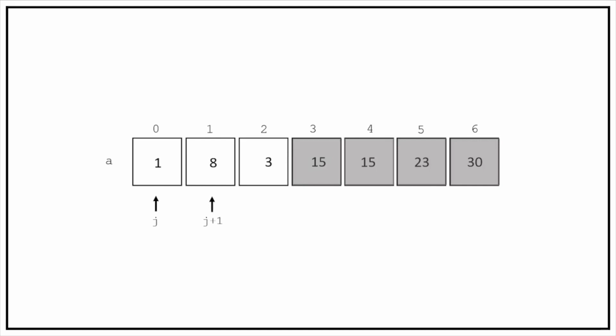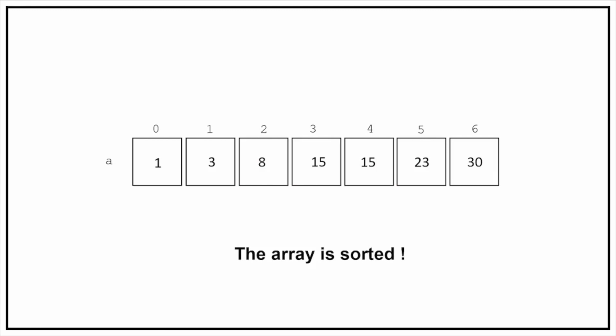Is 1 greater than 8? False. Is 8 greater than 3? True. Swap, back to the beginning. Is 1 greater than 3? False. So it stays there, becomes grayed out, and so does 1. This means that the array is sorted. Now we will move into the coding implementation.